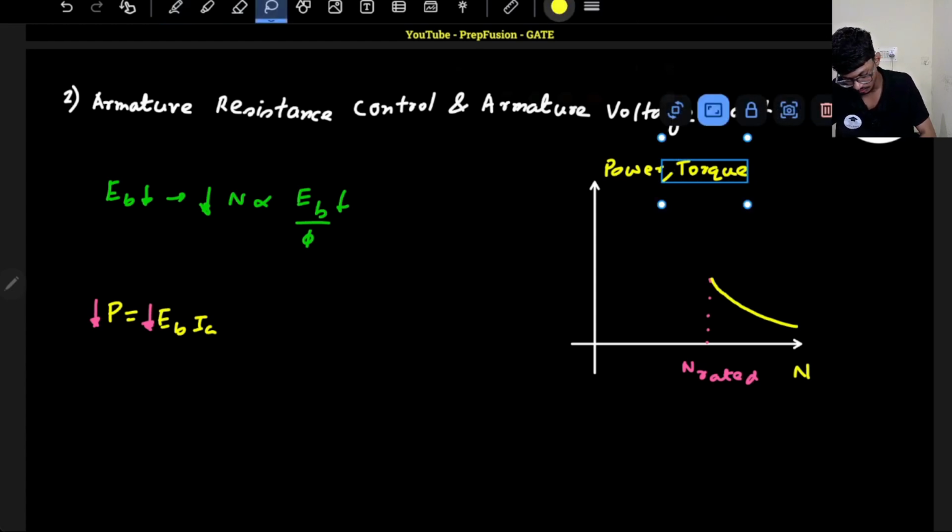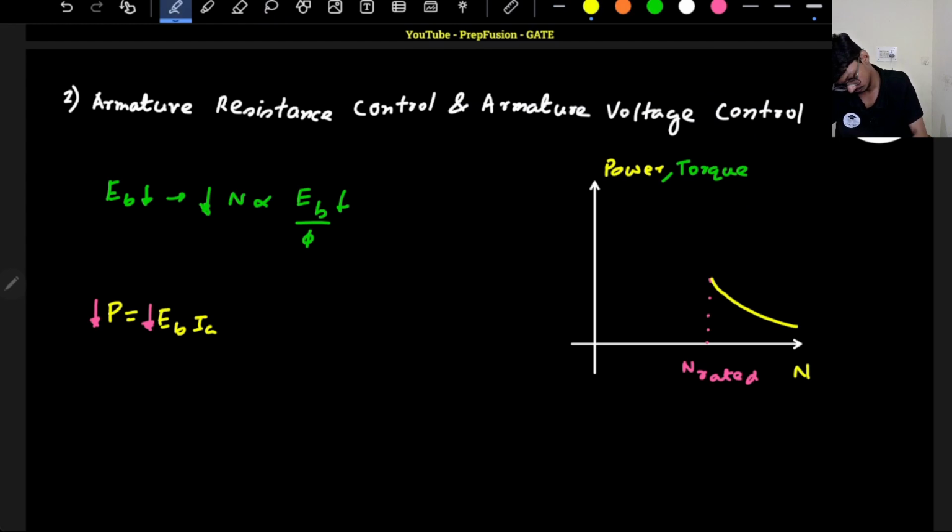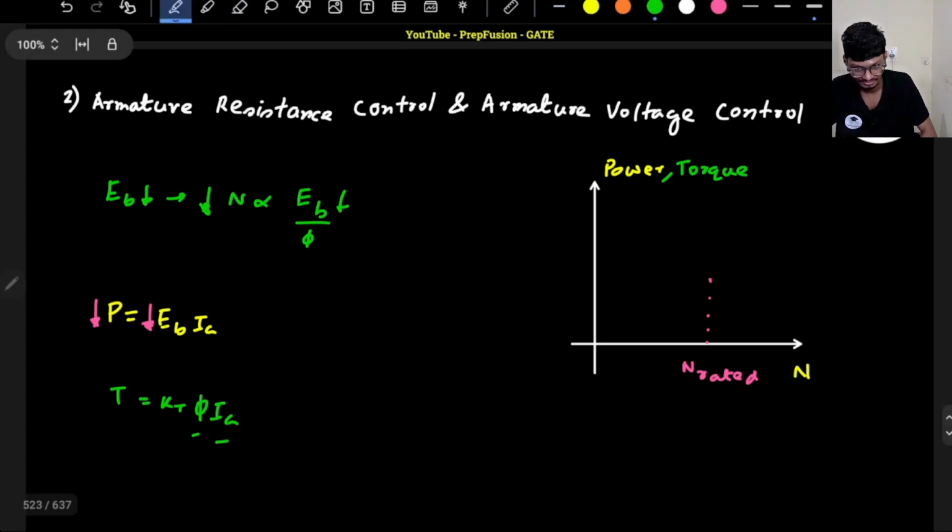What about the torque? So the torque, if I draw in green, is basically Kt phi into IA. So flux I am not changing. What about the armature current? Both are constant. Flux is also not changing, current is also not changing, so torque will be constant.